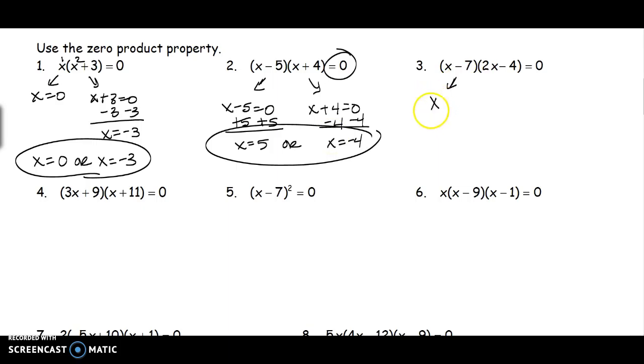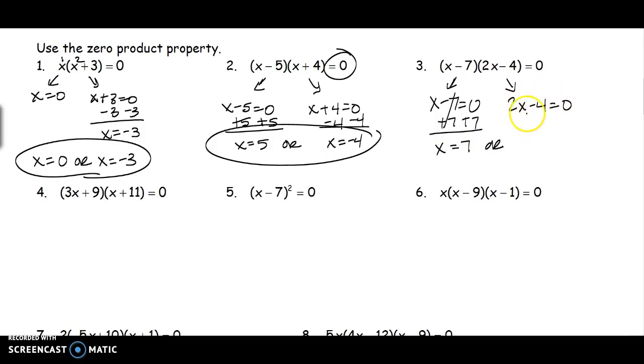Sometimes you may have a number in front of your x. Okay, so if you notice here in our second binomial, we have 2x minus 4 is equal to 0. So we would solve the first one, x minus 7 equals 0, the same way. So since it's subtraction, we add, and we have x equals 7.